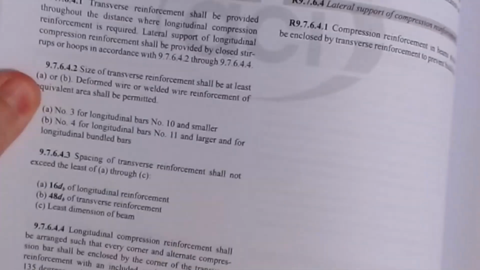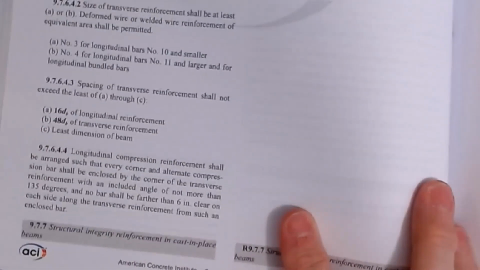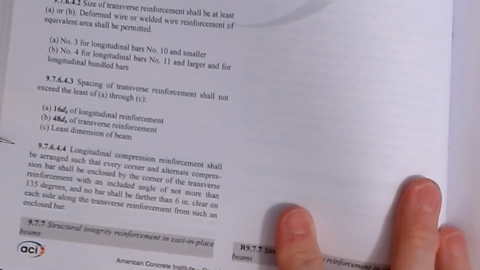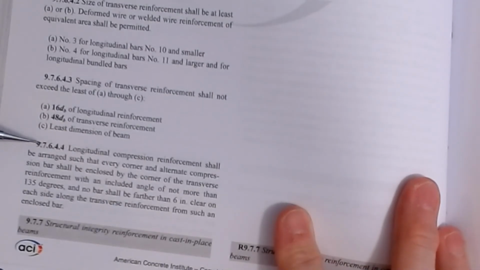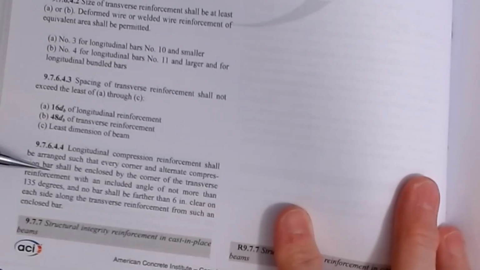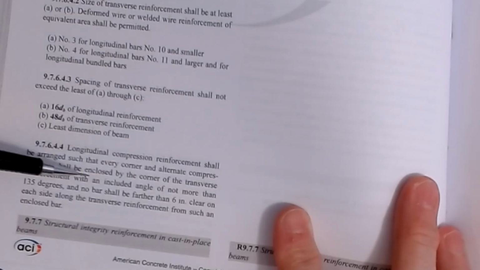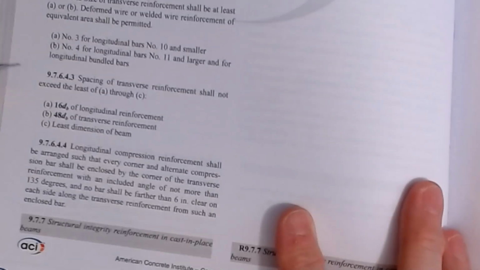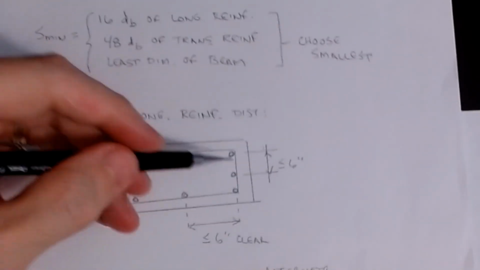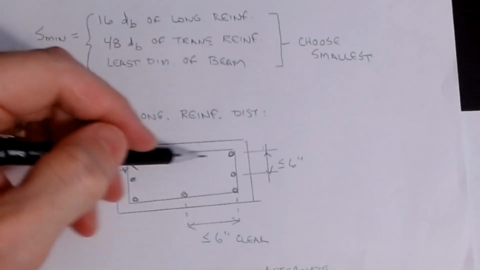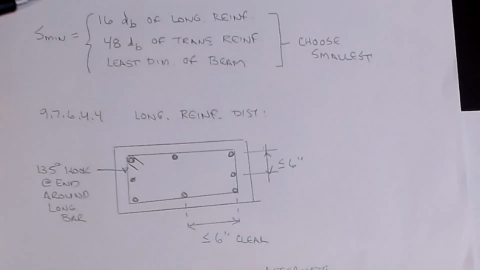All right, we're looking down here in 9.7.6.4.4. The longitudinal compression reinforcement shall be arranged such that every corner and alternate compression bar shall be enclosed by the corner of the transverse reinforcement with an included angle of not more than 135 degrees. So if you think about what that's saying, for any stirrup that we set up, a minimum of 3 bars are contained before you have a corner on a bar.